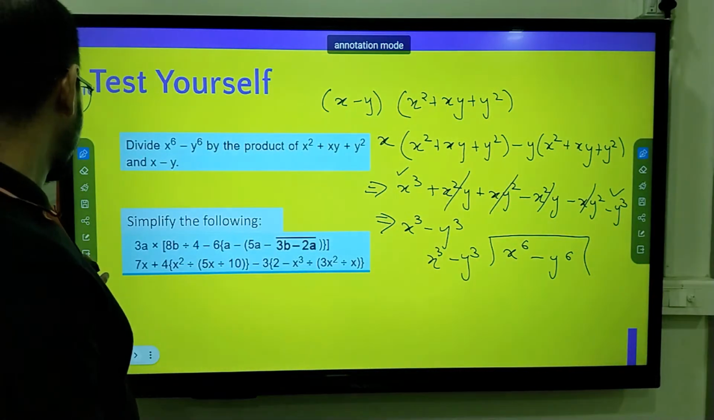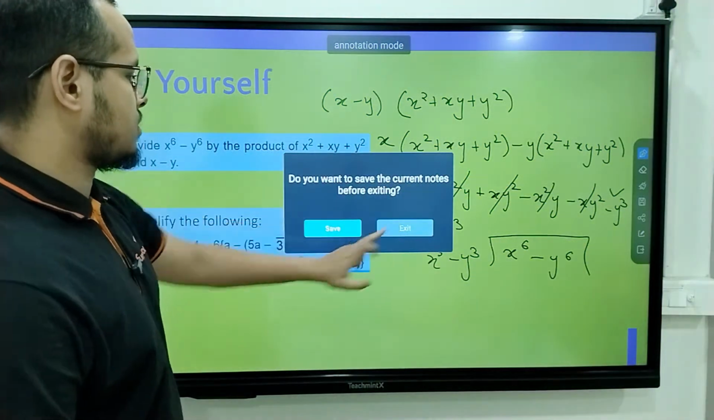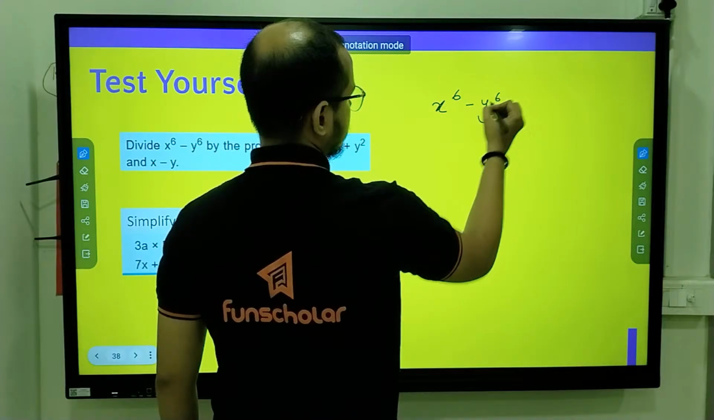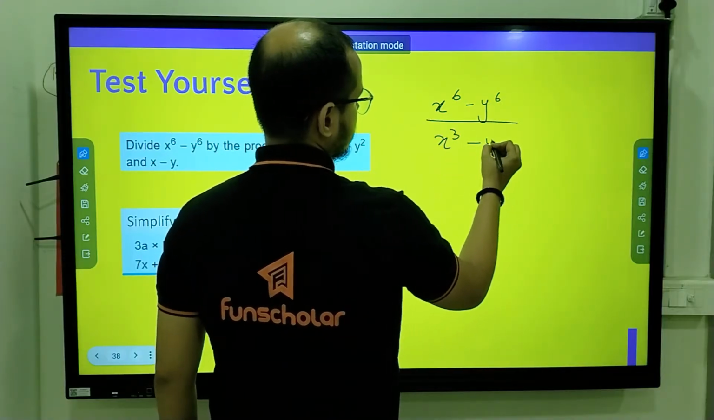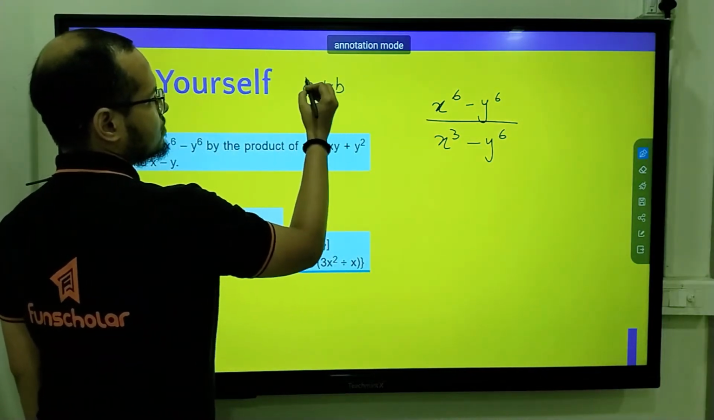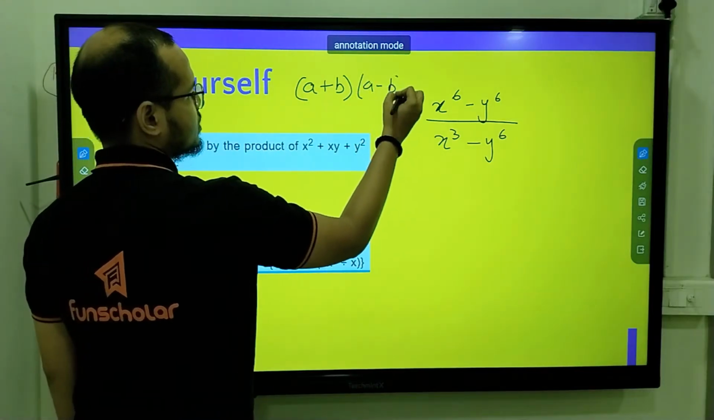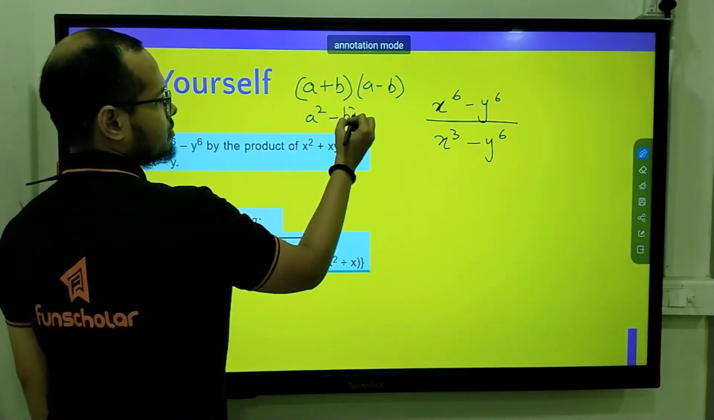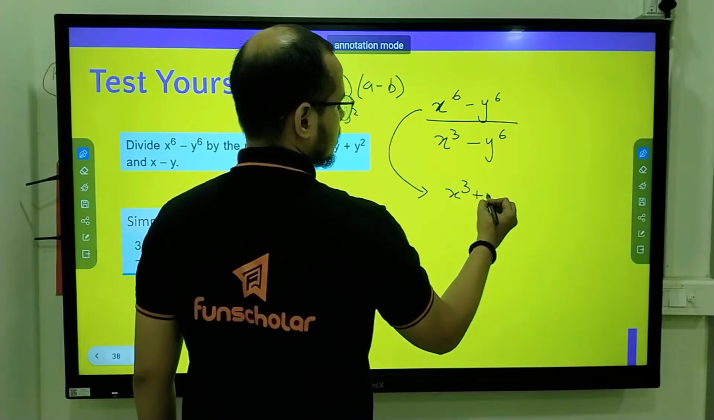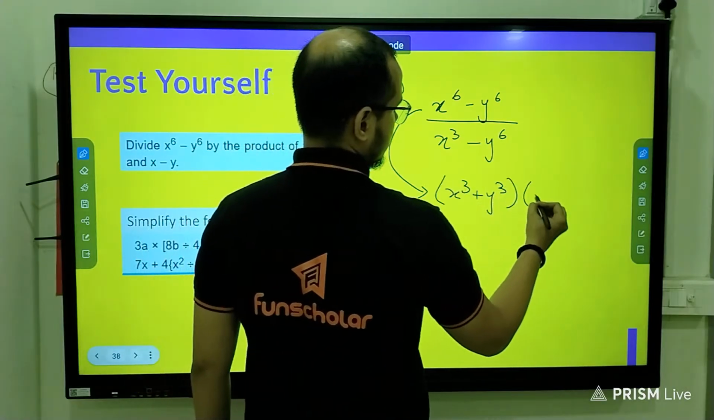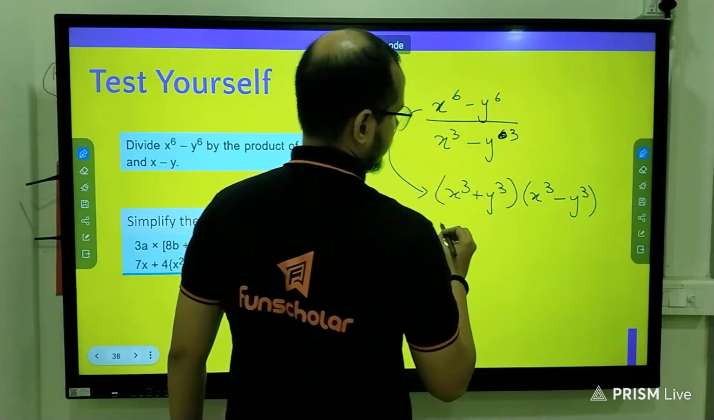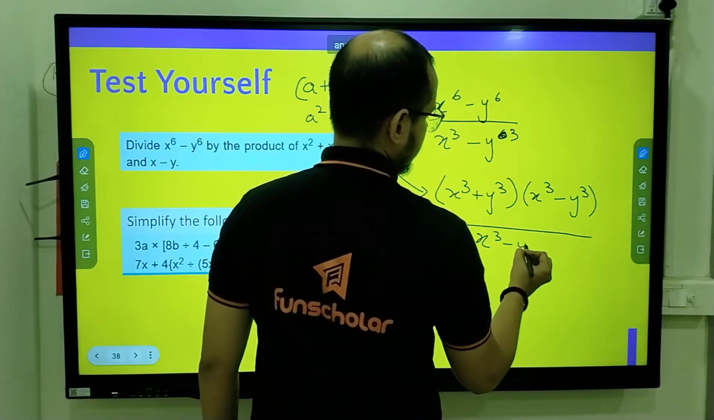Okay, did you understand? Now I'll be doing this step in the next thing. So x cube minus y to the power 6 divided by x cube minus y cube. Now there is a familiar algebraic expression, a plus b into a minus b gives us a square minus b square. We'll be utilizing this particular step only because the numerator can be written as x cube plus y cube into x cube minus y cube. Here it will be divided by x cube minus y cube.